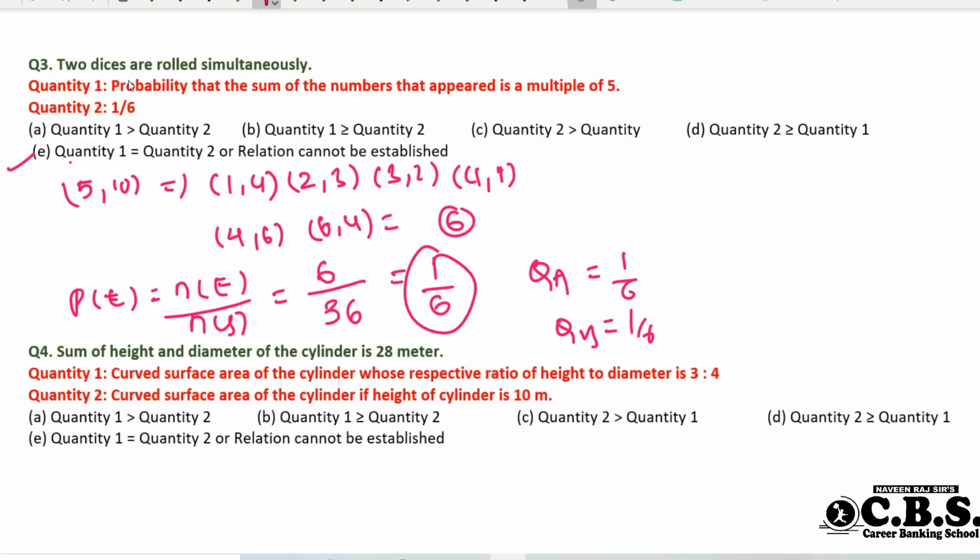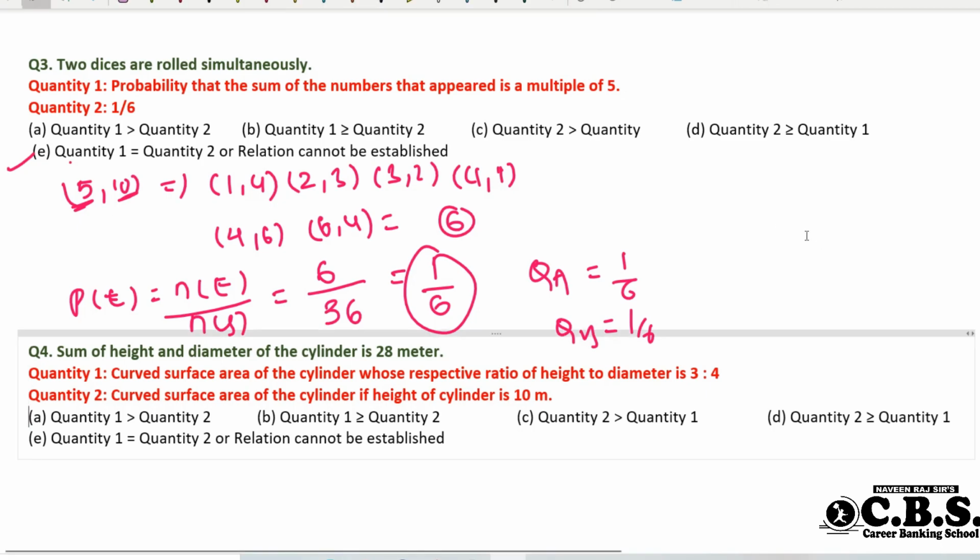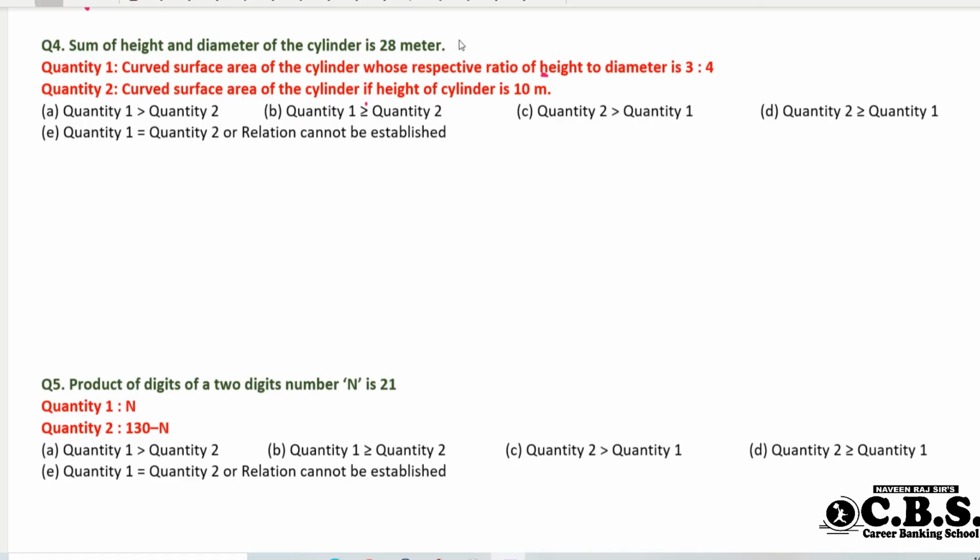The probability that the sum of the numbers appeared is a multiple of 5: multiples of 5 are 5 and 10. 5 appears as 1 comma 4, 2 comma 3, 3 comma 2 and 4 comma 1. And 10 is 4 comma 6 and 6 comma 4. There are 6 favorable events divided by sample space 36. 6 by 36 is nothing but 1 by 6. So which option is the right answer? Option E. Let's get into the next question.